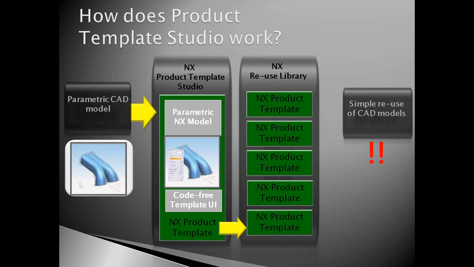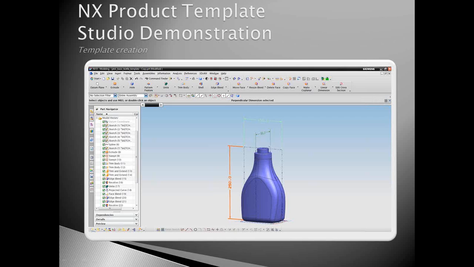So again, this is all done in the Product Template Studio. And then you have a simple, easy to use, familiar looking task window inside NX to change your parts. So we're going to take a quick look at a demonstration here. We're going to use this plastic injected bottle. We're going to look at it in the traditional ways to edit it today, without really knowing the design intent or putting any constraints on it.